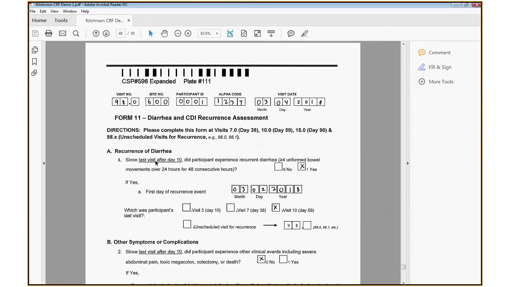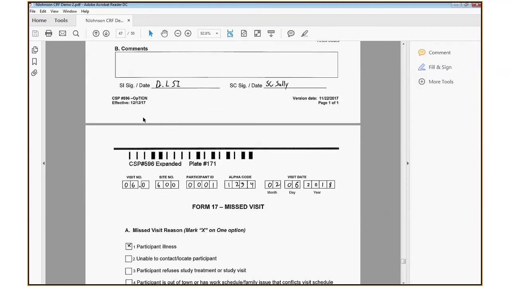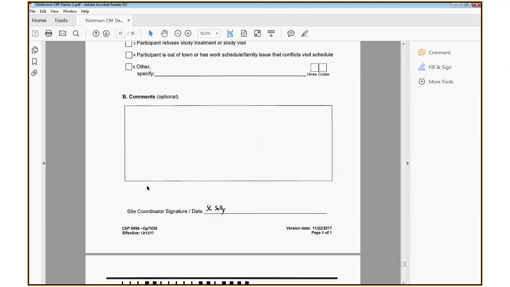Unscheduled visits for recurrence are always considered Form 98. You'll notice that there is a .0 behind each of the other dates. Now, this is only applicable for unscheduled visits for recurrence. All the other ones will be 6.0, like in the example here.